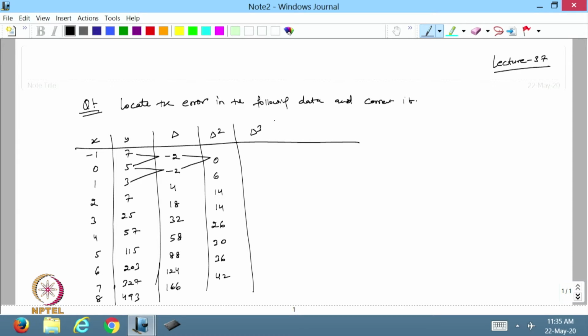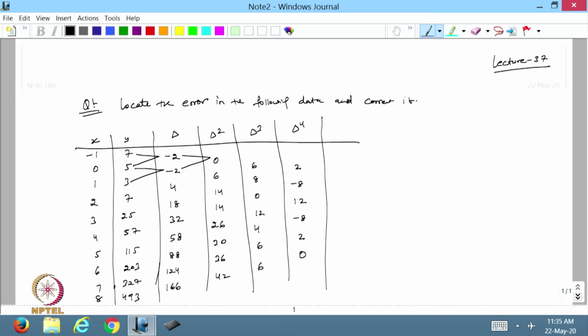Then I will take the third finite difference. So, this is 6 minus 0, it is 6, 14 minus 6 is 8, then it is 0, then it will be 12, then 4, then 6 and then 6. Then I take the fourth difference. So, it is 8 minus 6 is 2, 0 minus 8 is minus 8, 12 minus 0 is 12, 4 minus 12 is minus 8, 6 minus 4 is 2 and this is 0.